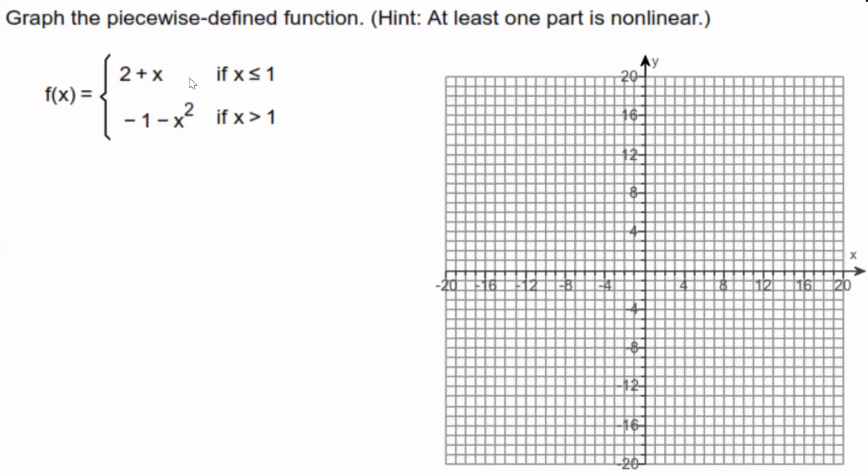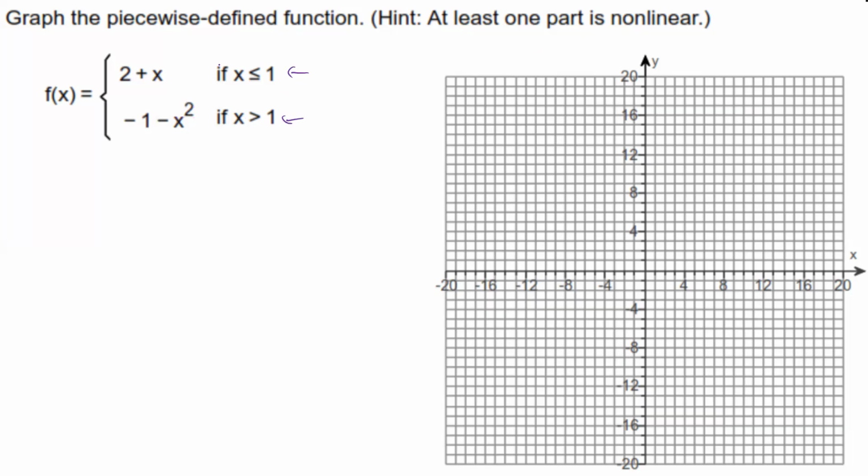All right, now we're supposed to draw a graph. This time it's a piecewise defined function, and we have a hint: one part's nonlinear. Well, if it's not linear, I'm guessing we're going to use this piece here, which is going to be a quadratic. So it's going to be kind of like a part of an x squared value. But remember, this part here is what restricts what we actually draw.